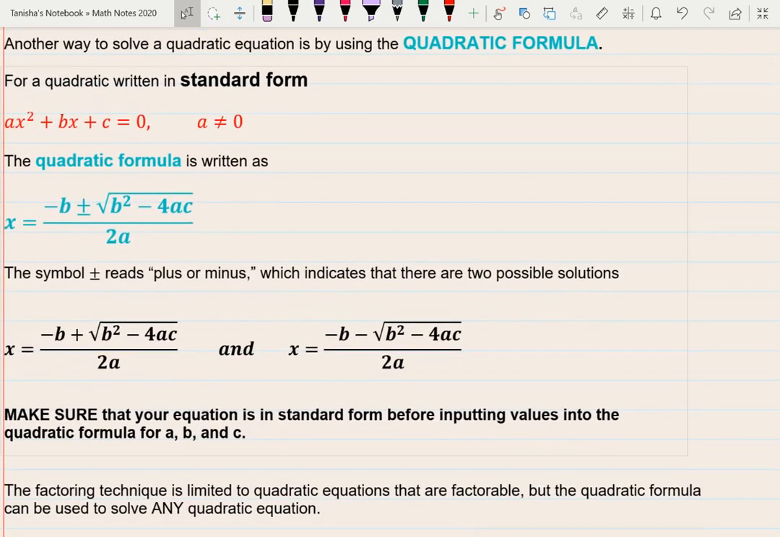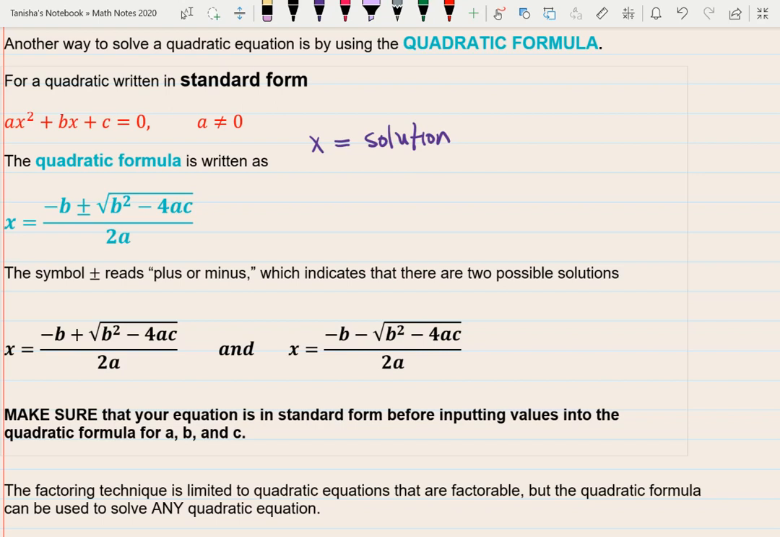Okay. So given a quadratic written in standard form, which recall is ax squared plus bx plus c is equal to 0, where your a coefficient can't equal 0, the quadratic formula is written as x equals negative b plus or minus the square root of b squared minus 4ac all over 2a. So let's just break that down quickly. The x in the quadratic formula is the solution to the quadratic equation.